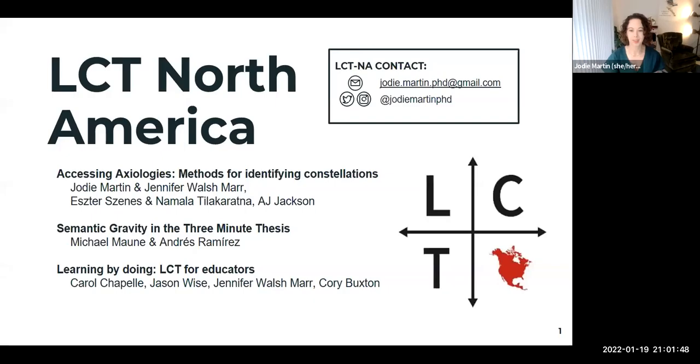Photos. I'm just setting up my screen and we should be good to go in a moment.